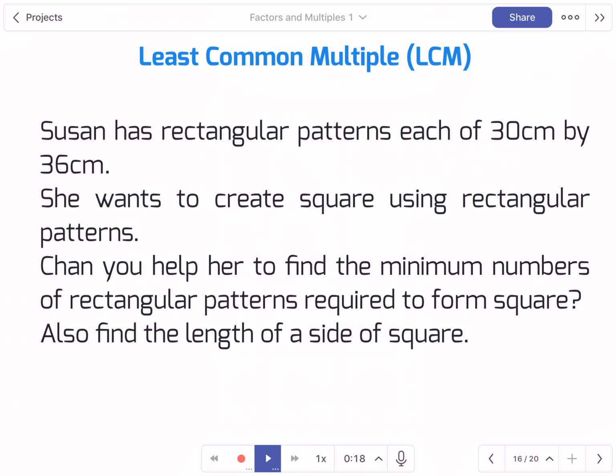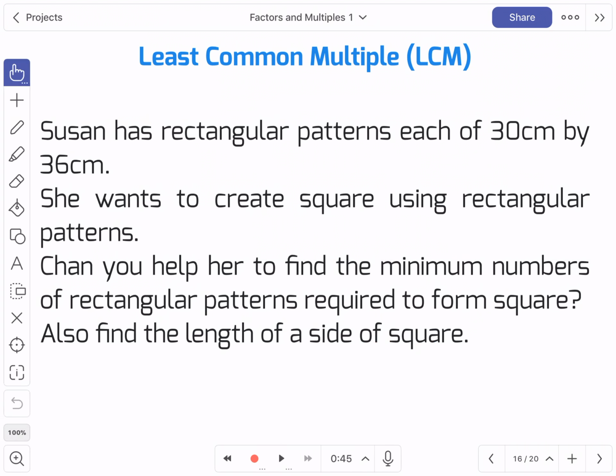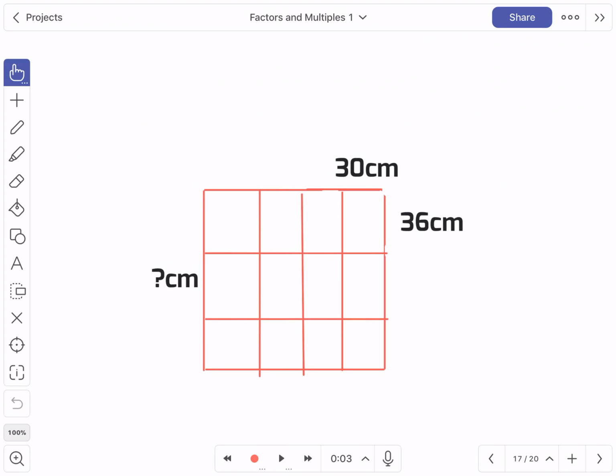Now there is another problem. The problem states that Susan has rectangular patterns, each 30 centimeter by 36 centimeter. She wants to create a square using these rectangular patterns. Can you help her find the minimum number of rectangular patterns required to form a square, and also find the length of the side of the square?